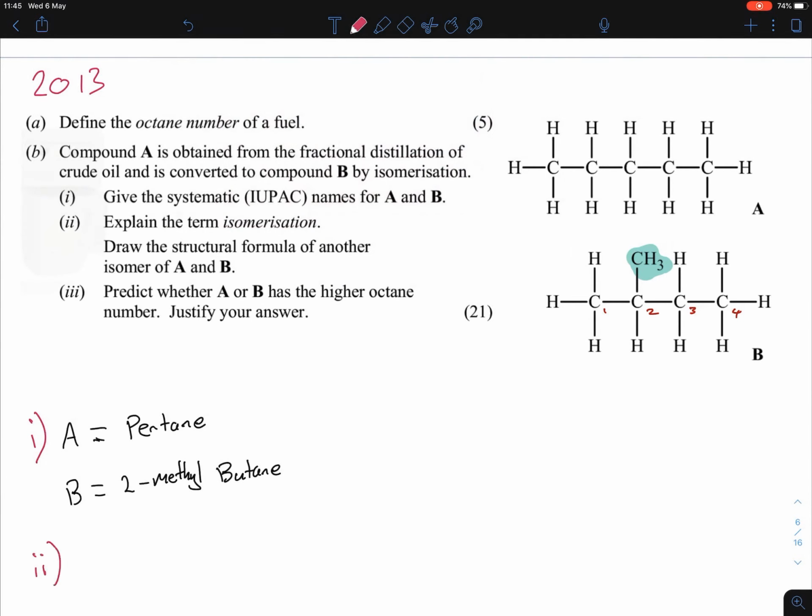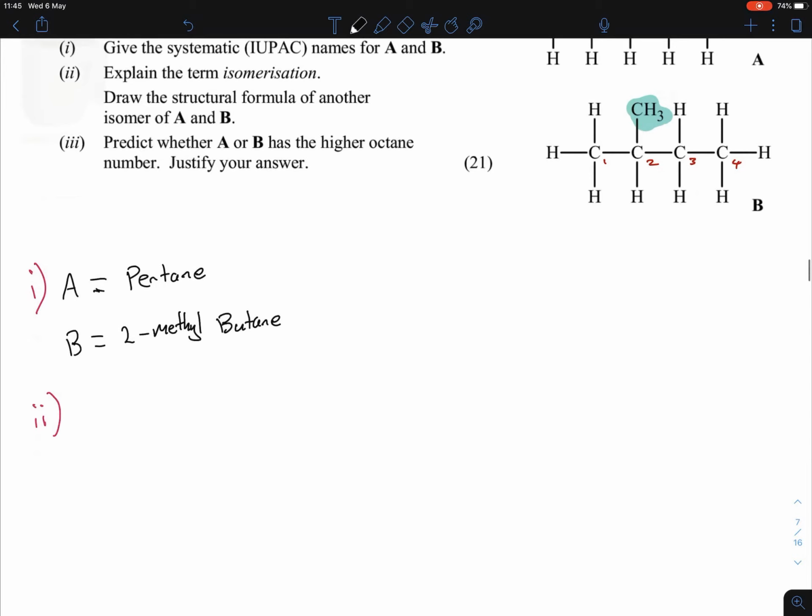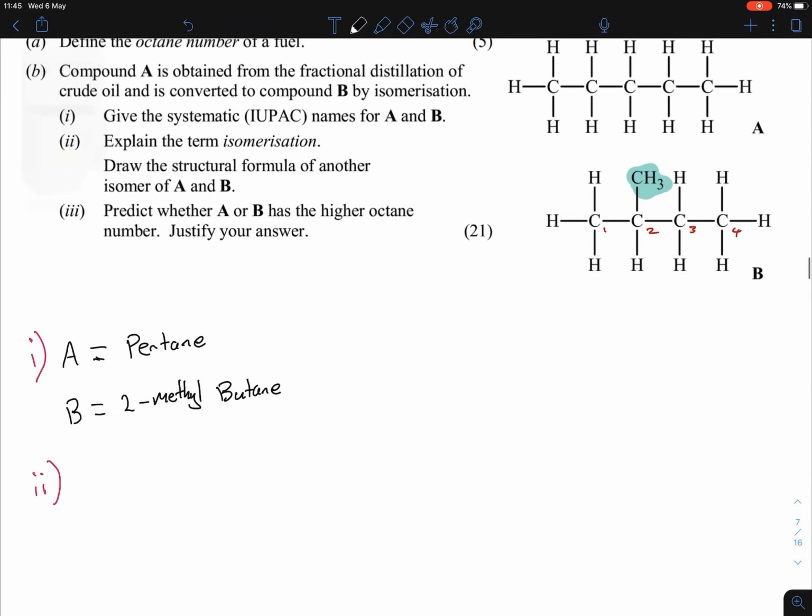II. Explain the term isomerization. Again, I'm just going to call this one out to you guys and draw a structural isomer. We'll do that in a second. So isomerization is changing the alkane or the hydrocarbon to another hydrocarbon while keeping the same molecular formula. You must say molecular formula, but different structural formula.